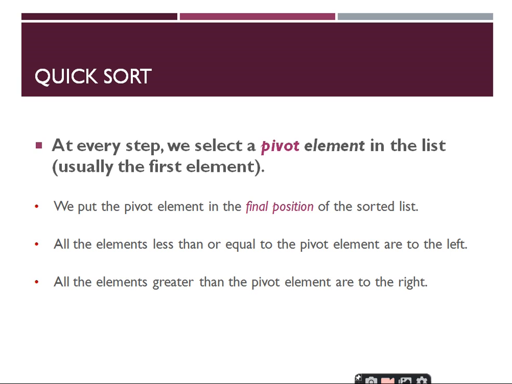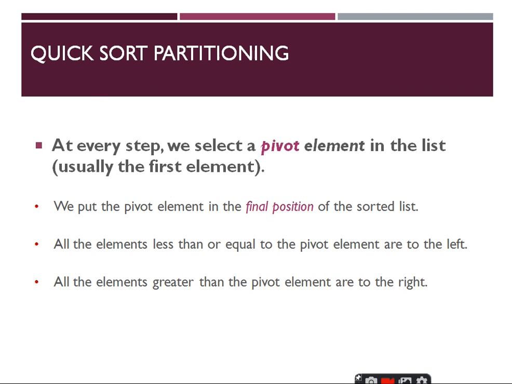Pivot is an element we are selecting. Based on this we will be doing the comparison, and this pivot element is usually the first element in the given list. We put the pivot element in the final position of the sorted list. Then all the elements less than or equal to the pivot element are to the left, and all the elements greater than the pivot element are to the right.